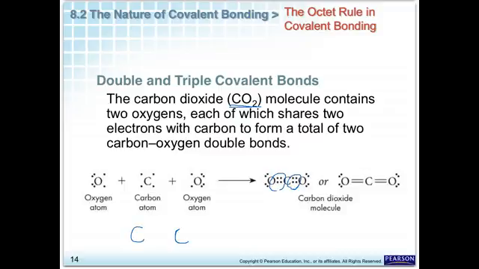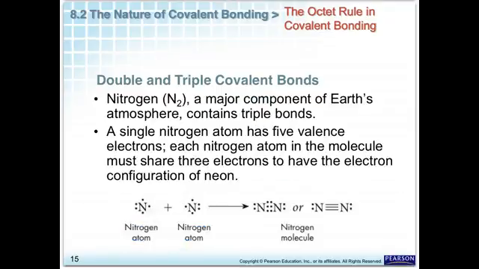Atoms such as carbon, oxygen, nitrogen, and sulfur commonly form double bonds. Triple bonds can be formed between carbon atoms and nitrogen atoms. Those are the ones that commonly make triple bonds. And so N2, the nitrogen molecule, contains triple bonds. Each nitrogen has 5 valence electrons, and they each want 3 more. So they make 3 bonds in between them. That's a triple bond.